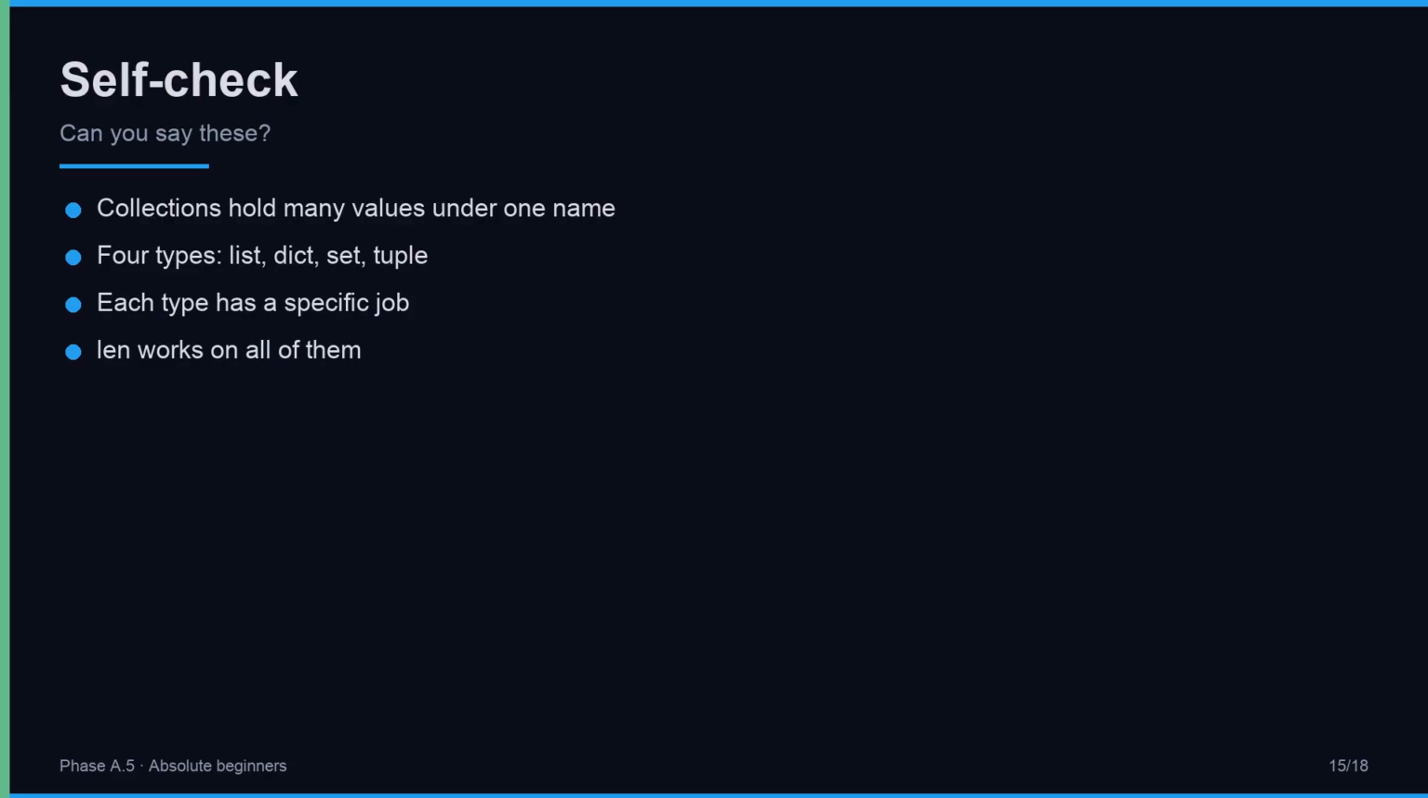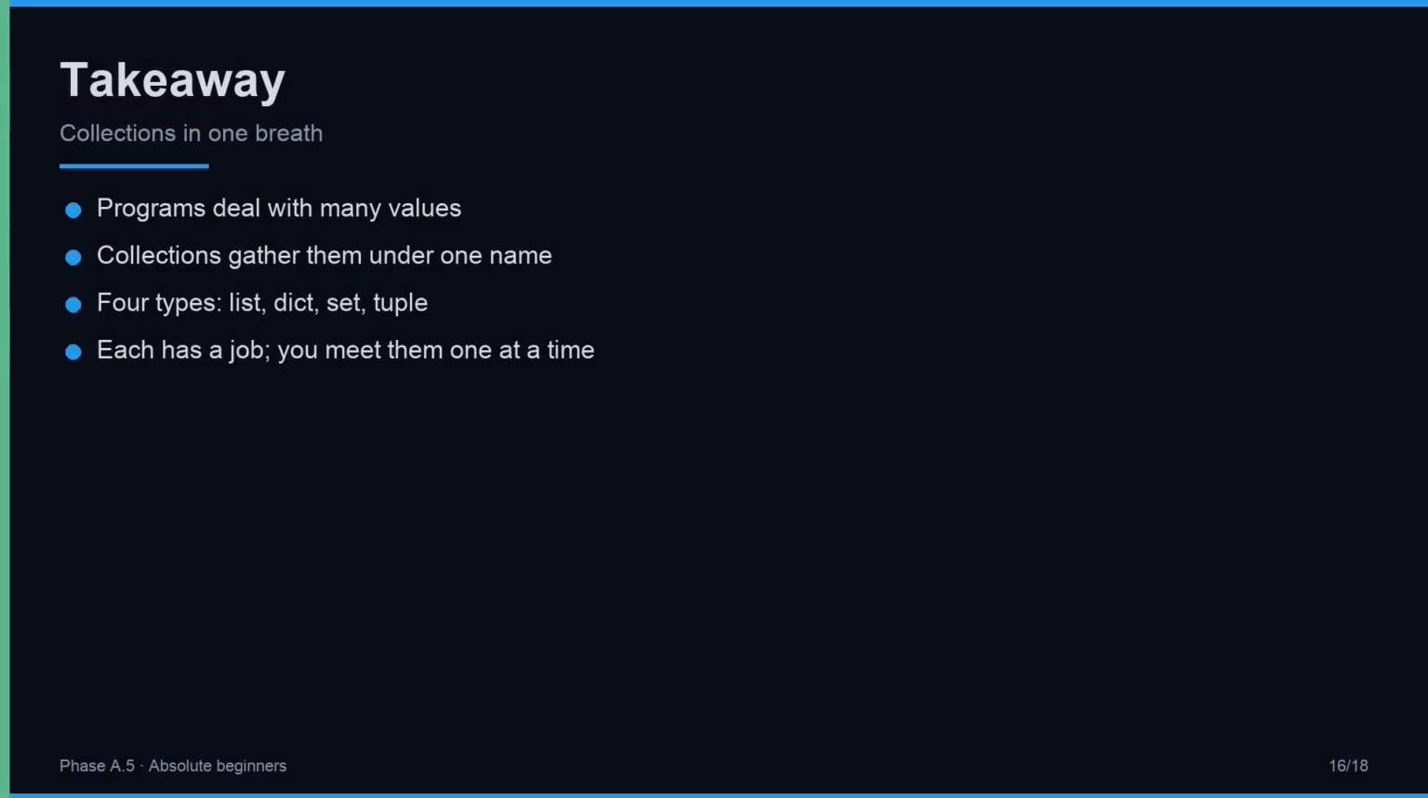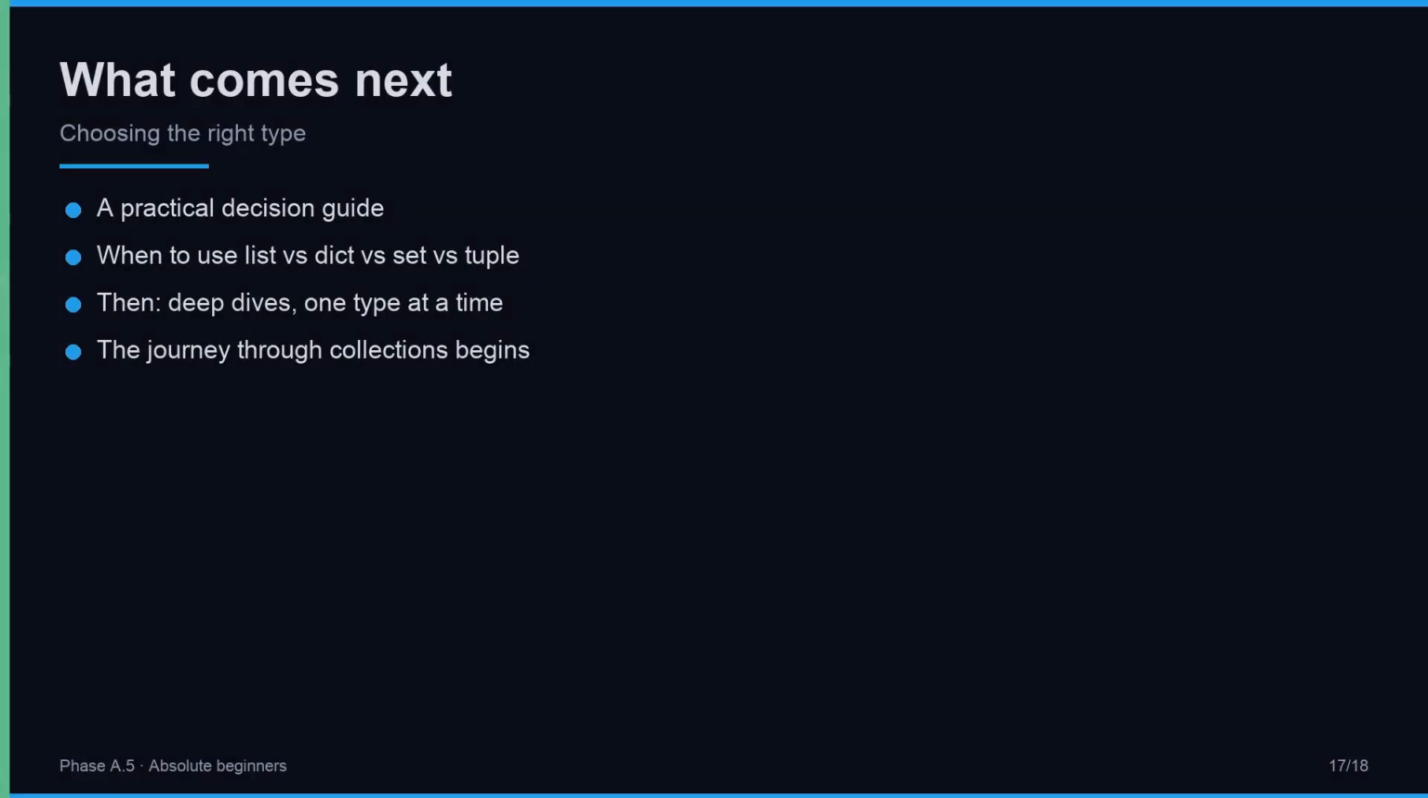Say each out loud. Programs deal with many values, names, scores, tags, records. Collections gather those values under one name so you can count, sort, search, and loop over them as a group. Python gives you 4 types: list for ordered rows, dict for key value lookup, set for uniqueness, tuple for fixed records. Each has a job. You meet them one at a time in the lessons ahead. 4 lines, 4 jobs.